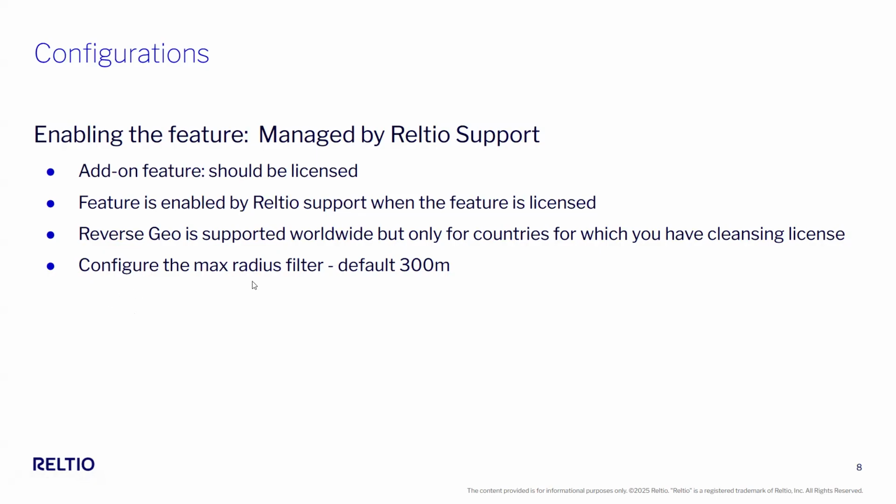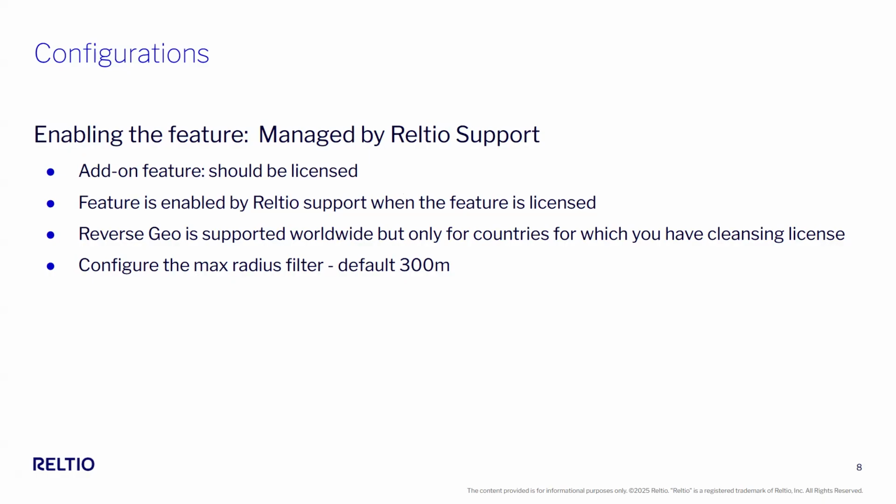The maximum radius that we can define for reverse geocoding is 300, and this is also the default. So the maximum search that the reverse geocode will do is within a 300-meter radius. Although reverse geocode is supported worldwide, if your customer has a worldwide TENS license, they'll be able to use reverse geocode worldwide. But if the customer has a license only for US, then they'll be able to use reverse geocode only for US.